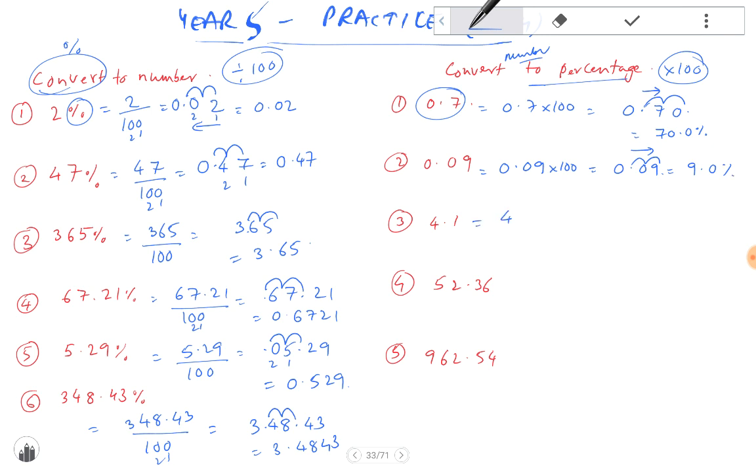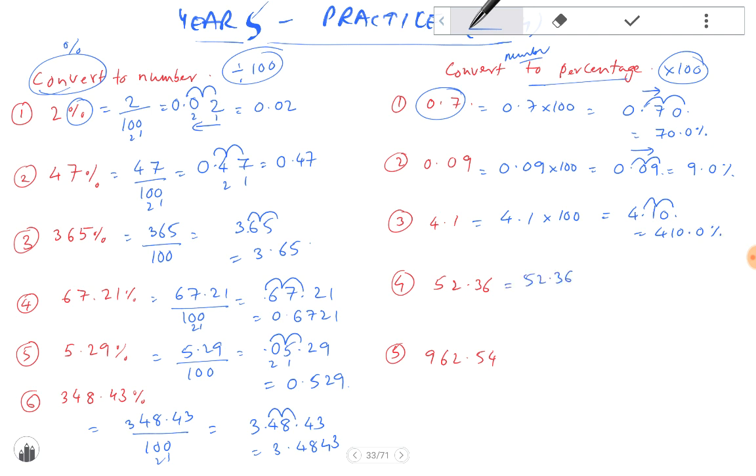With 4.1, we multiply 4.1 by the 100. So we write 4.1 here in the answer section. Move it by 2 places there. So we are missing a 0 here. So we put a 0 here, decimal. So it becomes 410.0 percentage.